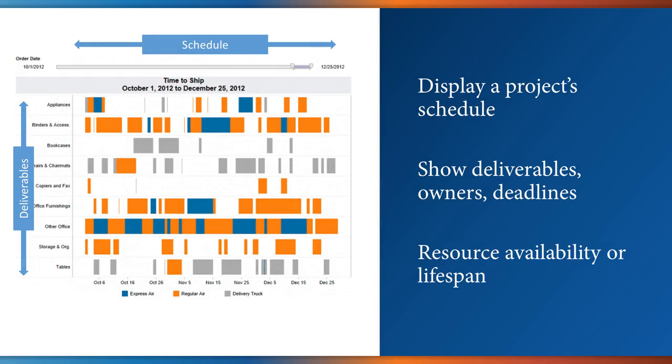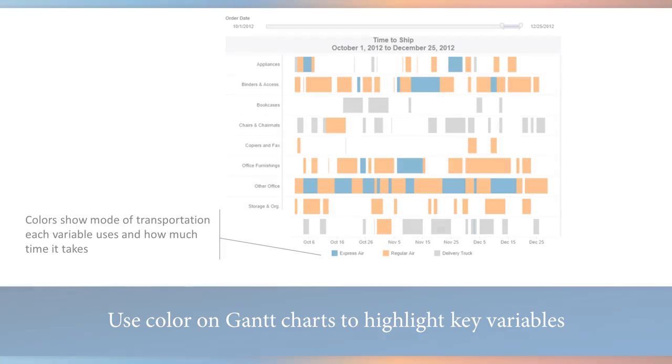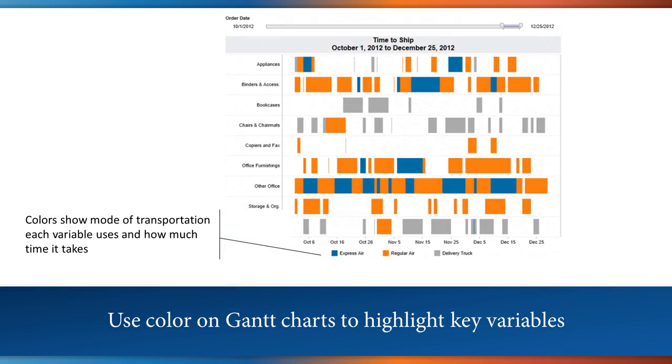Use a Gantt chart when displaying a project schedule, for example, when illustrating key deliverables, owners, and deadlines. Showing other things in use over time, for example, duration of a machine's use or availability of players on a team. When adding color, changing the color of the bars within the Gantt chart quickly informs viewers about key aspects of the variable.